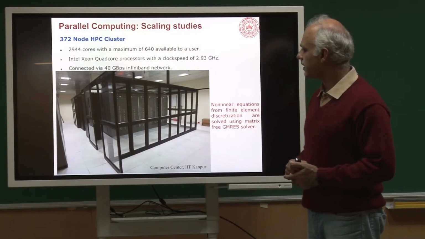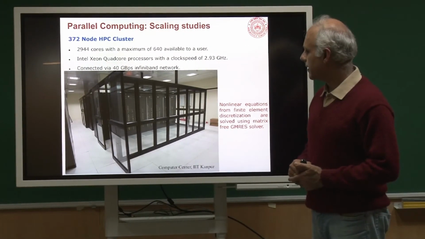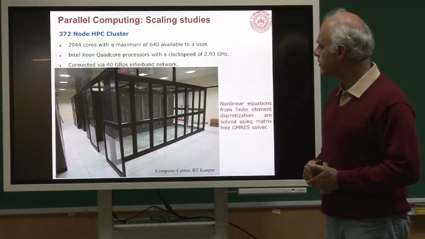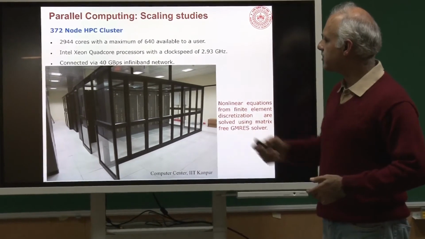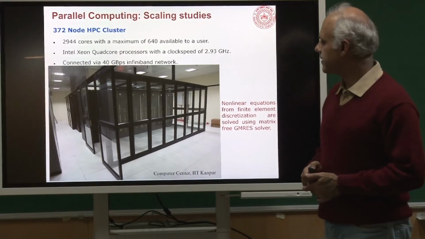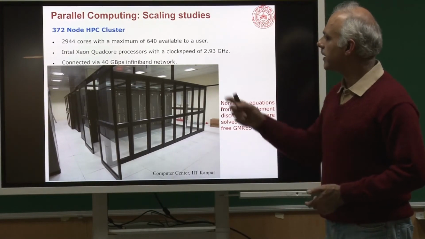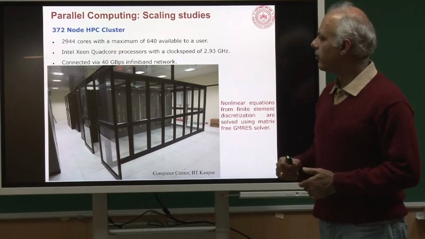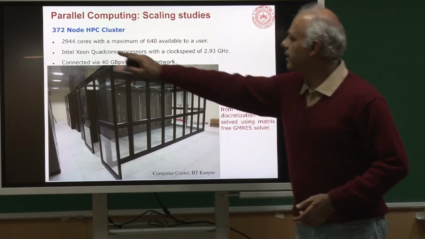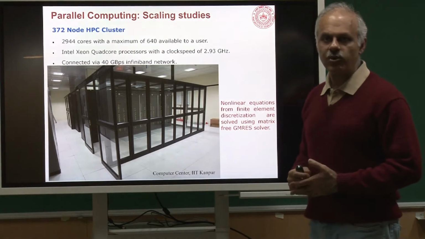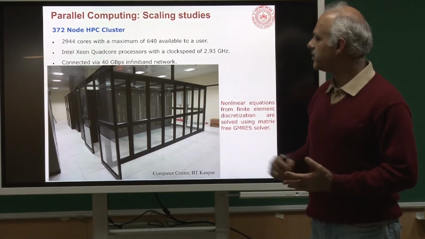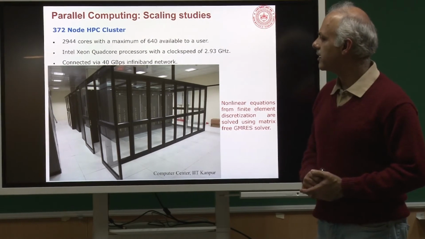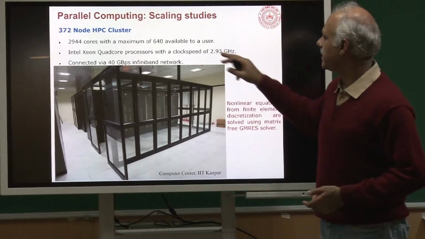Okay, this is a picture of one of the older clusters that we had at the computer center. Now of course we have a brand new installation coming up, but let me just share some information about this setup. So this one had about 372 computing nodes, and on each node there are certain cores. So there are roughly 3000 cores, and because this whole machine is a central facility, each user can only use up to 640 cores.